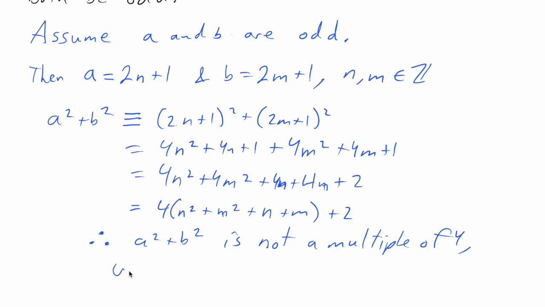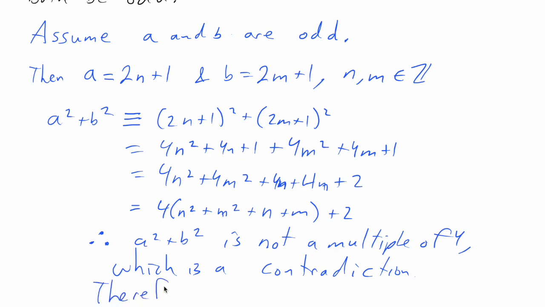Which is a contradiction, because it's supposed to be a multiple of 4. Contradiction. Therefore, our assumption must be false. Therefore, A and B are not both odd. And that's it. That's how you do a proof by contradiction.